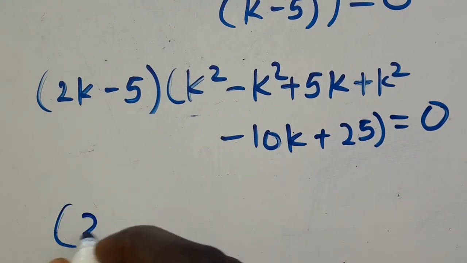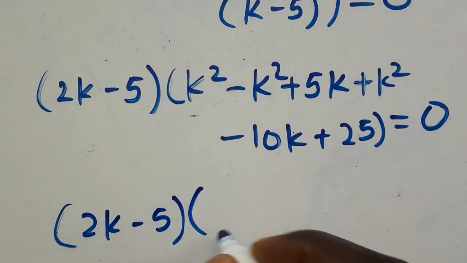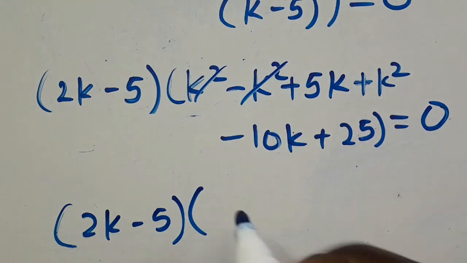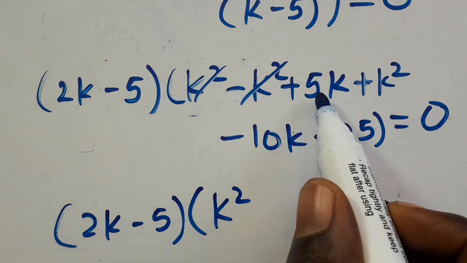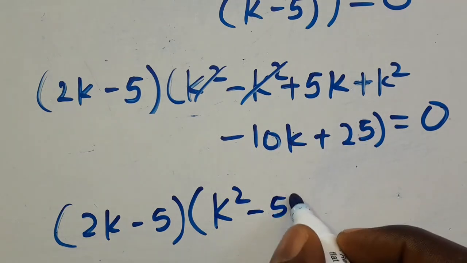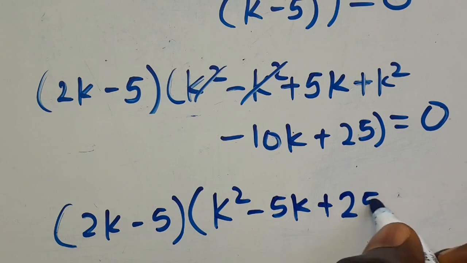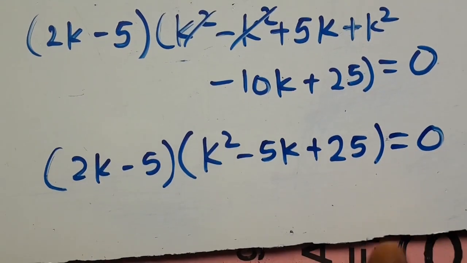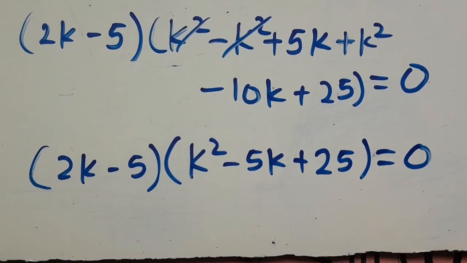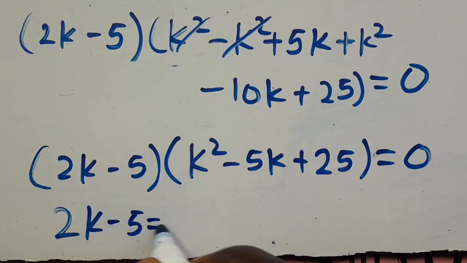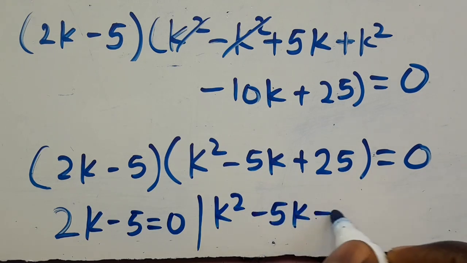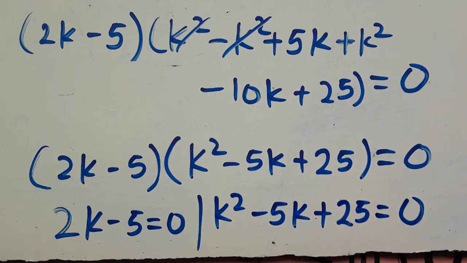So from here we have (2k minus 5) open bracket. This and this will cancel. We only have k squared here. We have 5k minus 10k, which will be minus 5k, plus 25. Then we set everything equal to 0. From here, it is true that for this expression to be equal to 0, either we have 2k minus 5 equals 0, or we have k squared minus 5k plus 25 equal to 0.